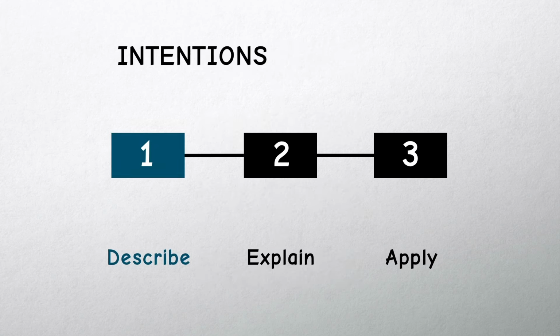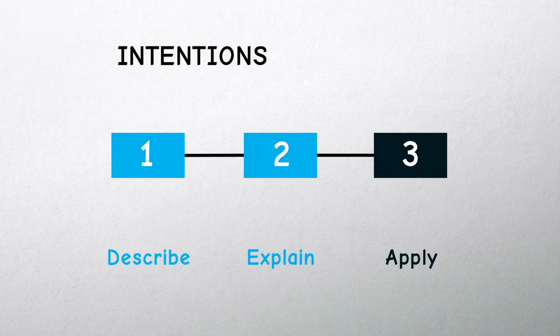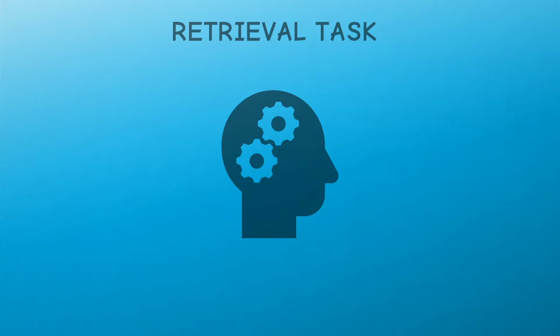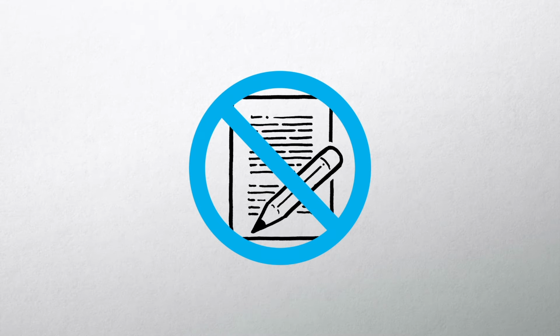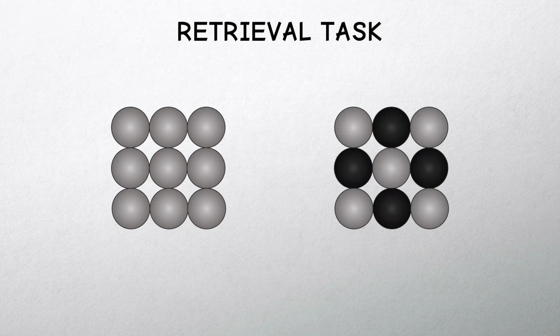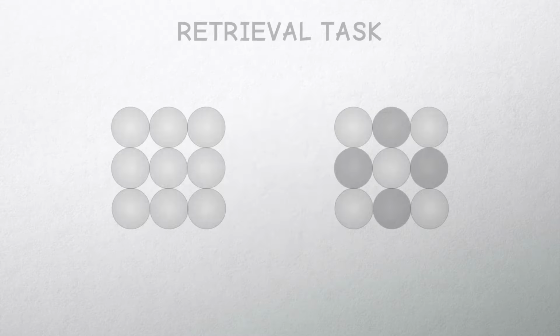You should then be able to describe and explain what they are and apply your knowledge to the examples you are given. In this retrieval task, let's see what you already know about this topic. Try and do this without looking at your notes. Take a look at these two diagrams. What do you think they represent? Try pausing the video to give yourself some thinking time.